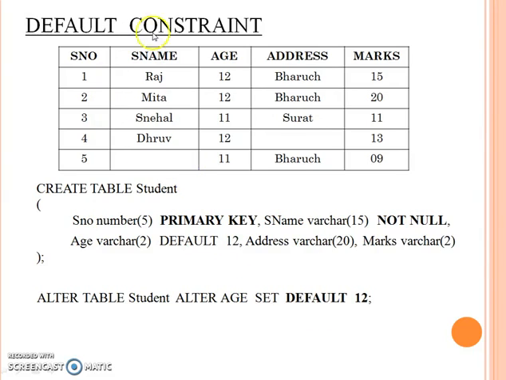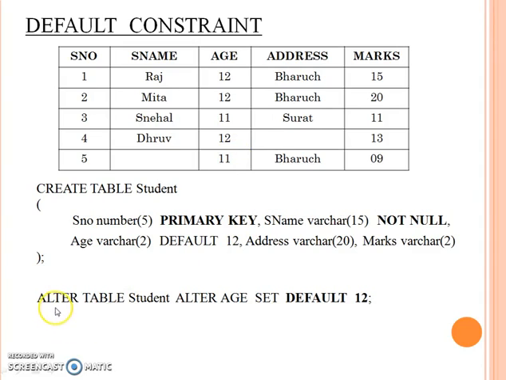The last constraint we have is the default constraint. If we miss out entering a value for a particular column, and we have specified a default constraint, the values will be automatically inserted and the record updated. So the default constraint would be specified at the time of creation in this way. If I have to give a default constraint to the column age, I would write default, and the value I want to give as default for the age column is 12. So if I miss out writing an age value, it will be automatically embedded with the value 12.